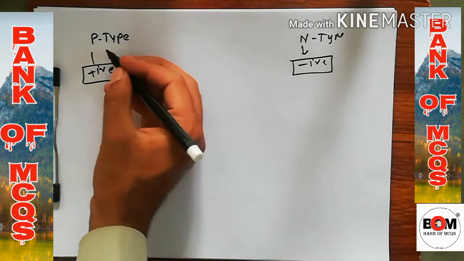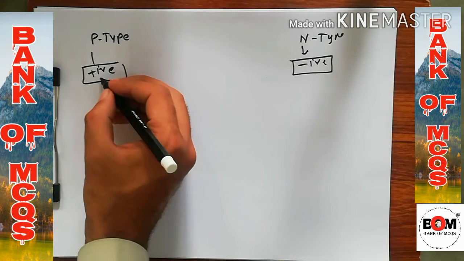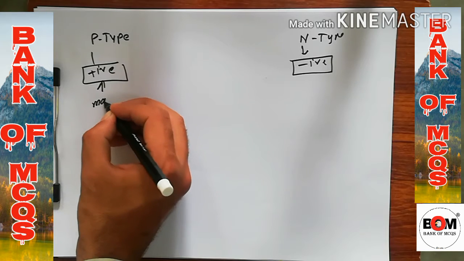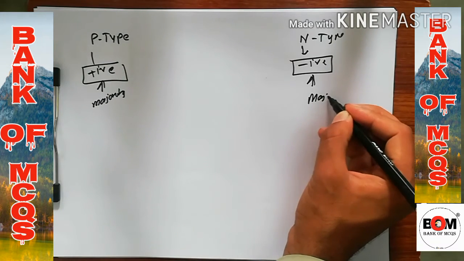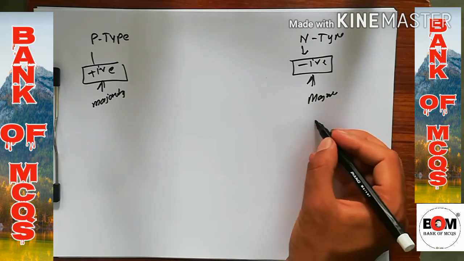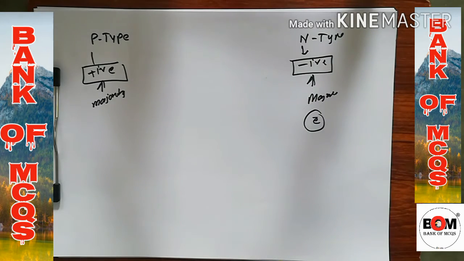Now P type is called positive because the majority is of positive charge. And N type is called negative because the majority is negative. Now negative is what? Electrons. So electrons are in majority.